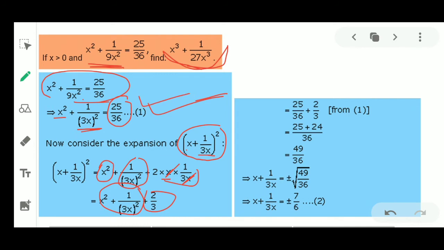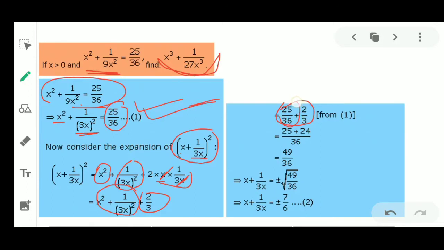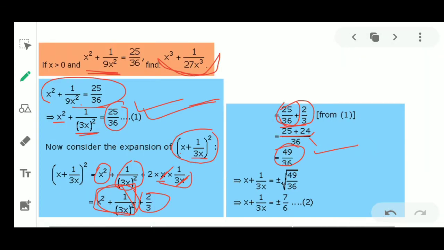So x square plus 1 by 3x square equals 25 by 36, that is given. Now it will be 25 by 36 plus 2 by 3, where 25 by 36 is the value of x square plus 1 by 3x square. So 25 by 36 plus 2 by 3 will be 25 plus 24 by 36, that is 49 by 36. Now x plus 1 by 3x whole square equals 49 by 36, so x plus 1 by 3x will be root over 49 by 36, which equals plus minus 7 by 6. Root of 49 is 7 and root of 36 is 6.